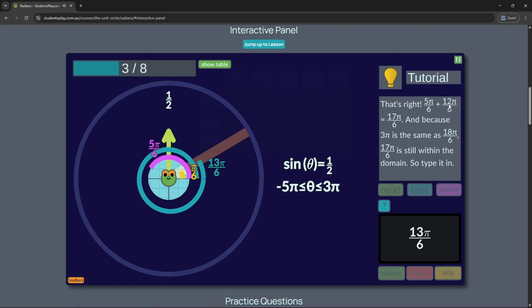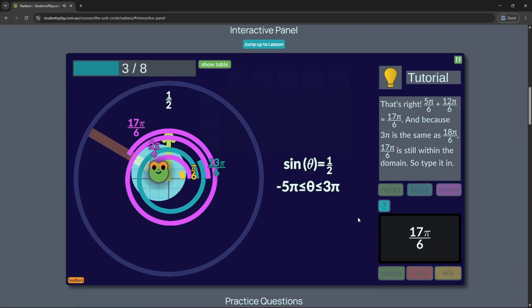That's right, 5 plus 12 is 17, so 5 pi on 6 plus 12 pi on 6 is 17 pi on 6. And because 3 pi is the same as 18 pi on 6, 17 pi on 6 is still within the domain. What a mouthful of a sentence those were. Okay, 17 pi on 6 still fits. Gotta remember to breathe as I'm talking through these sentences.